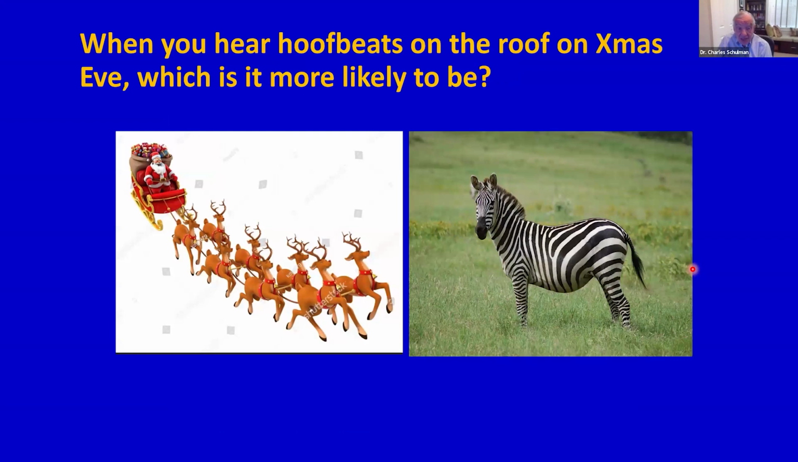Now, on Christmas Eve, if you hear hoofbeats on the roof, what is it more likely to be? Santa Claus's reindeer or a zebra? Don't bother putting anything in the chat because it's pretty obvious what the answer is. We often refer to zebras as rare events, although I'm told that you can't say that in South Africa because there are so many zebras.